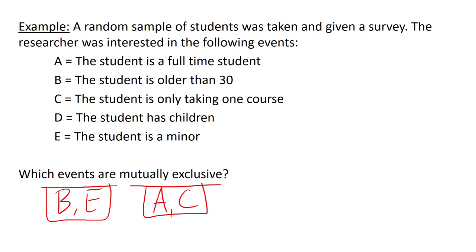Make sense? Yep. Mutually exclusive means they just can't happen at the same time. I don't think there are any other mutually exclusive ones there. We call that 0. So, what's that? You good? You sure? Okay.